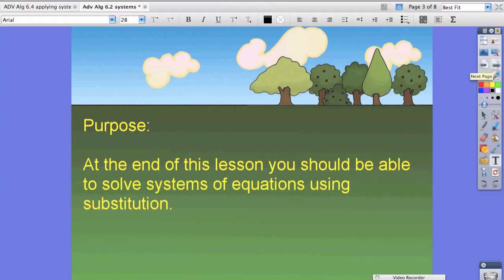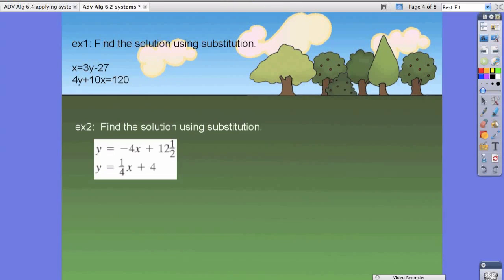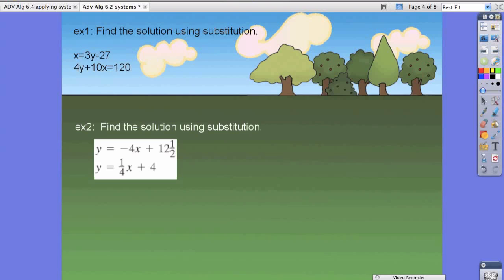Now, at the end of this lesson, you should be able to solve systems of equations using substitution. For substitution, we're merely going to take one of the equations, set it equal to x or y, or have it say x equals or y equals, and substitute it into, or replace that variable in, the other equation. So I know that explanation may have seemed a little weird, so let's try example 1. Hopefully that makes more sense.